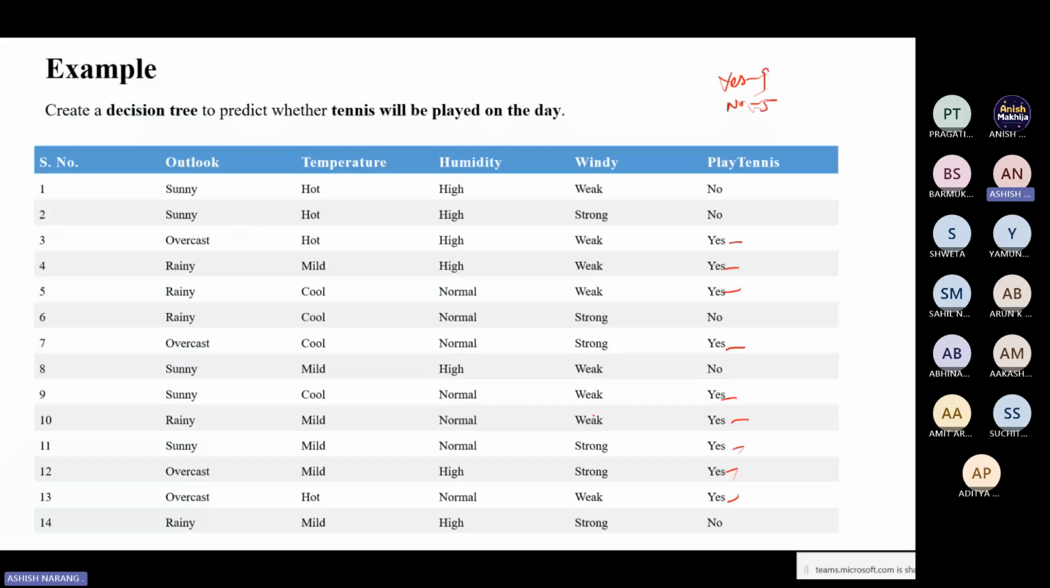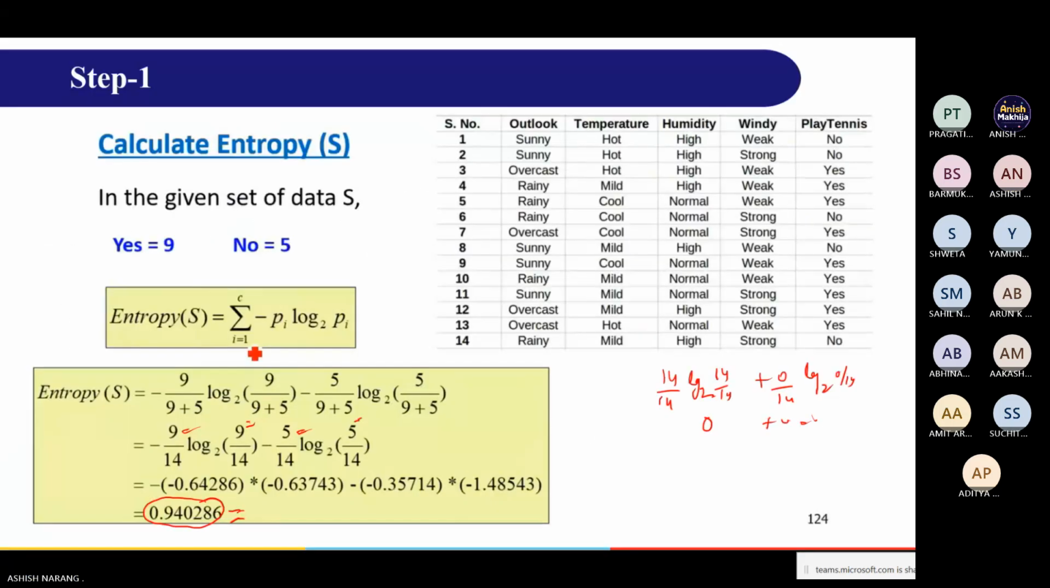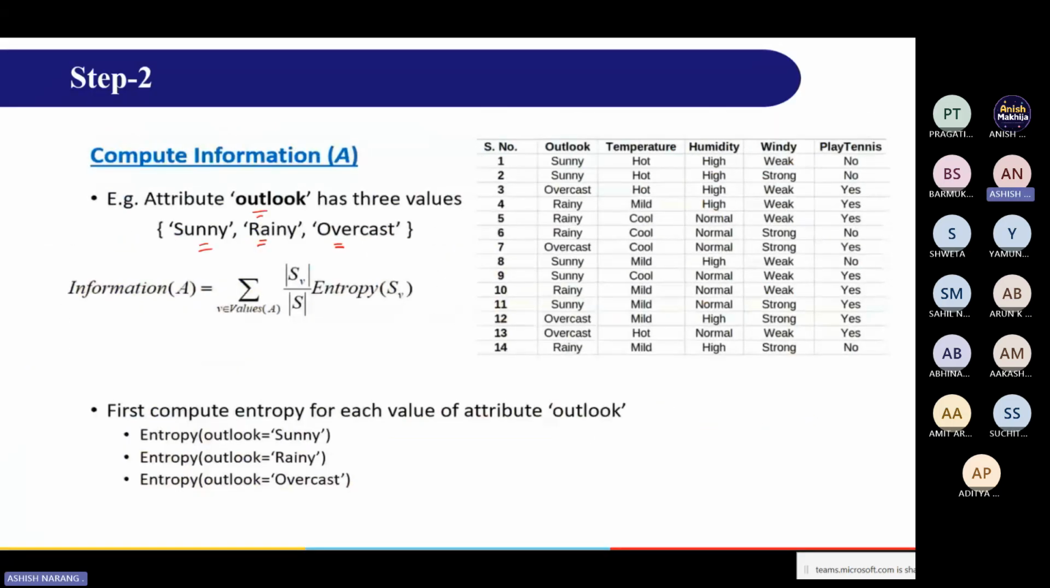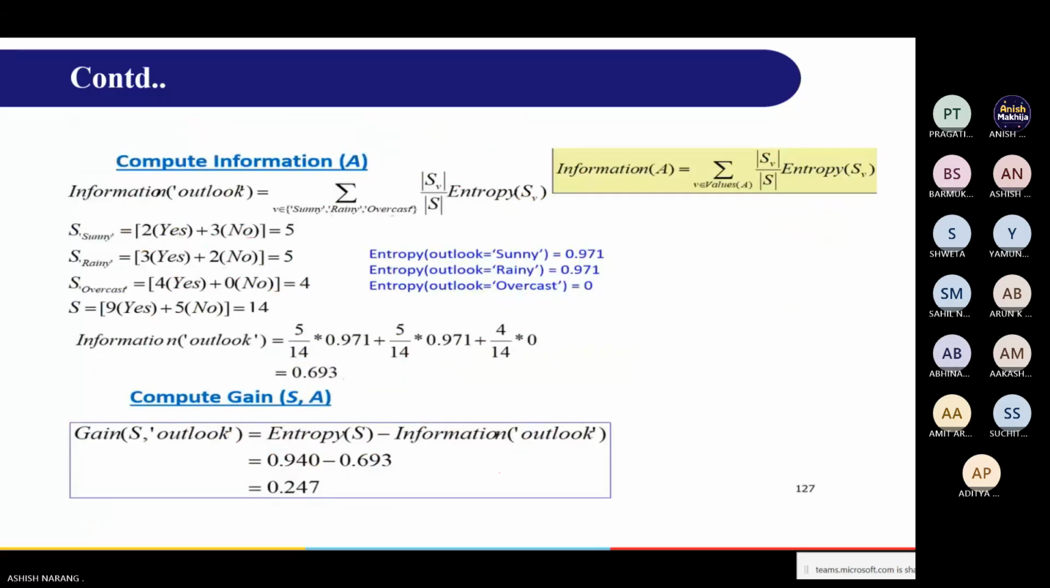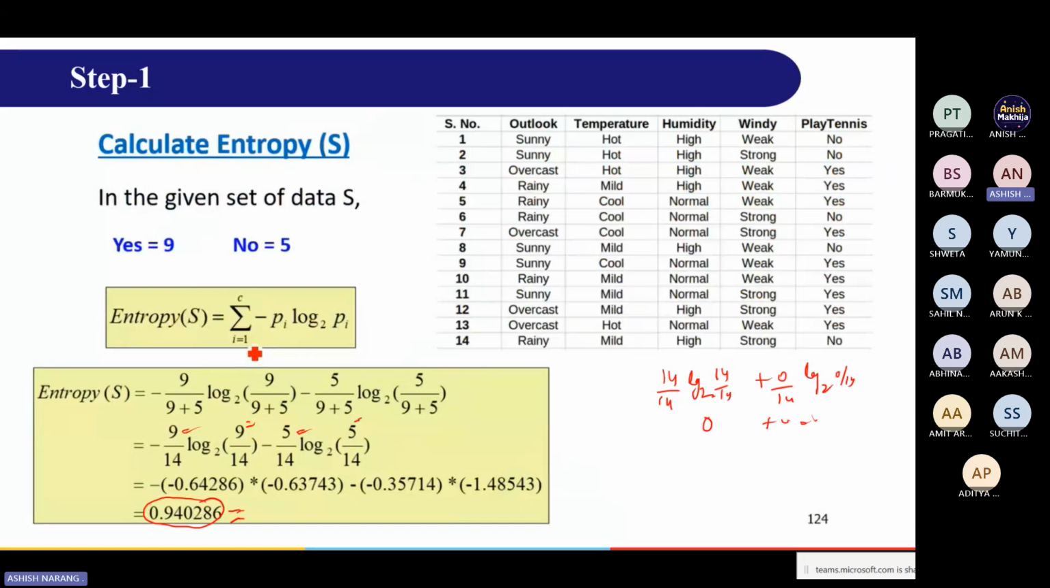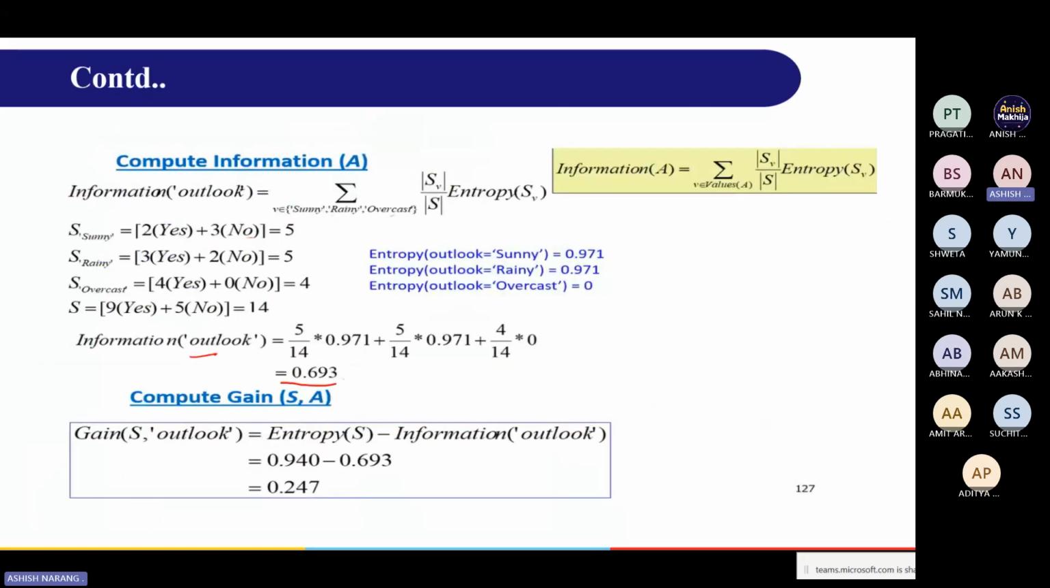Now, if you look at it, this should be the next step, right? Look at this. We got this value as 0.693. When I take outlook, the weighted impurity is 0.693. What is the information gain? 0.940 and 0.693, take a subtraction. I got 0.247.